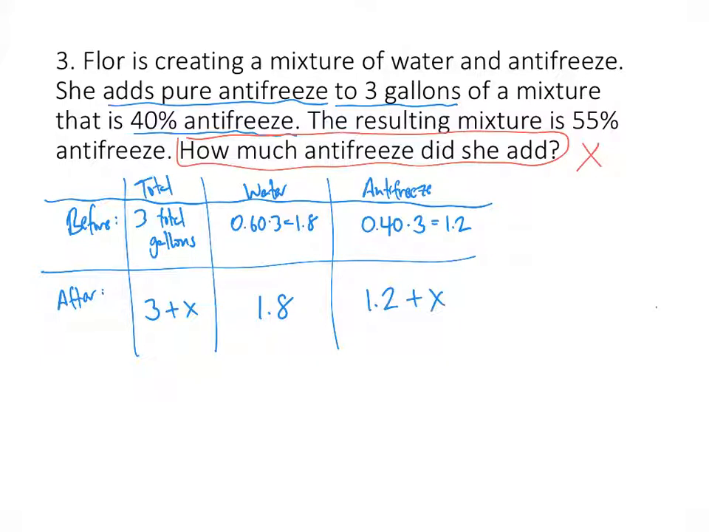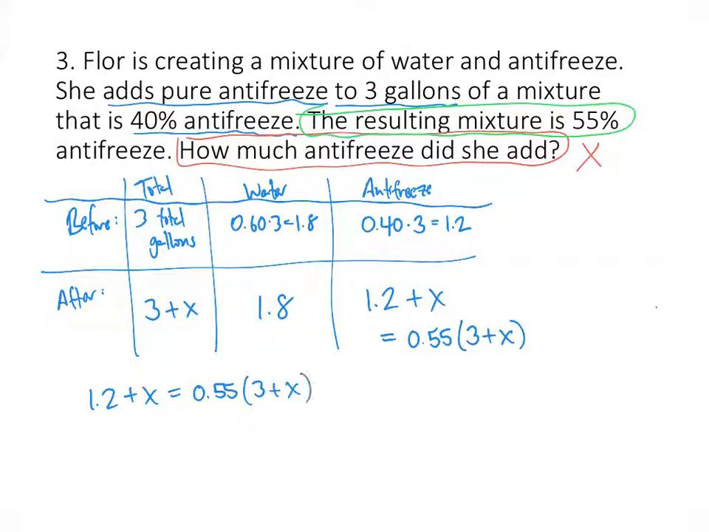All right, this doesn't give us an equation yet, though. The one piece of information we haven't used yet is the fact that the resulting mixture is 55% antifreeze. So this 1.2 plus X, this amount of antifreeze, is 55% of the total. And we know that the total is 3 plus X. So there's the equation that we have to solve. 1.2 plus X equals 0.55 times 3 plus X.